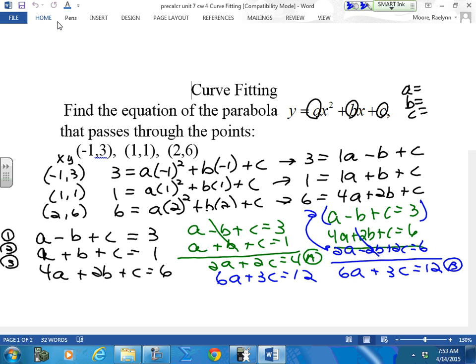What was it, Anthony? 4A. This was the original equation 3. We combined 1 and 3. So we took equation 3, 4A plus 2B plus C equals 6, and combined it with 1. You have to do 2 sets of combining. You have to combine 2, eliminate 1 variable. Combine another 2, eliminate the same variable. That's how we break it down to 2 equations, 2 variables.